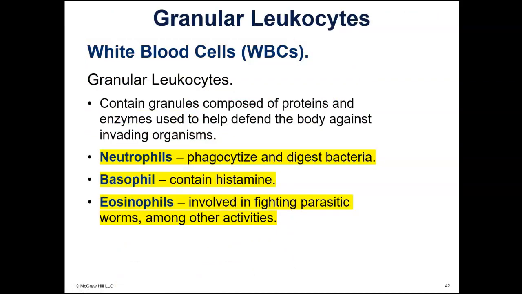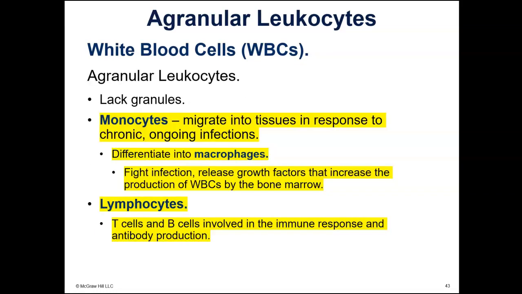The neutrophils are phagocytes. They phagocytize and digest or break down bacteria. They are also the first responders to an infection. They travel through the blood directly to the infection, and they multiply and begin to attack the infection first. Then there are basophils, which release histamine, and that histamine will draw other white blood cells to the site of infection. The eosinophils, you're going to have an increase in your eosinophils if you have worms or other parasitic infections.